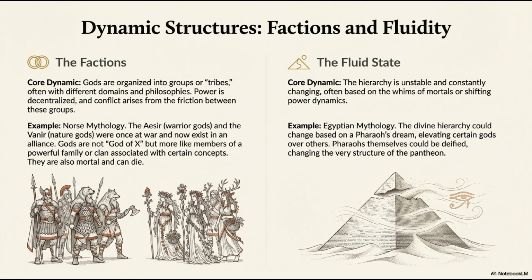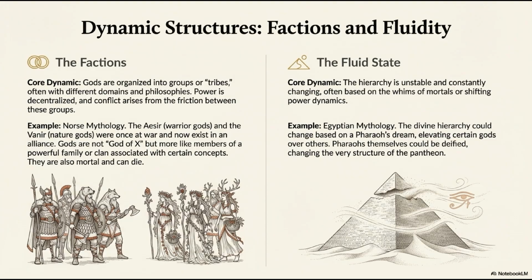Let's move to application. We've seen that systems with built-in conflict, like the Norse Aesir and Vanir, are inherently more interesting than rigid, peaceful hierarchy. So, if you're building a world, integrating dispute right into the core structure of the god hierarchy makes your job exponentially easier. It relieves you of having to manufacture a reason for the gods to fight.